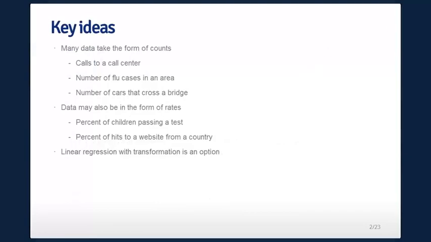Okay, so the key idea here is that many data take the form of counts, and that we can't necessarily model counts in the same way that we model other things with linear regression or binary regression, the two topics we've covered so far. Some examples of counts are calls to a call center, number of flu cases in an area, number of cars that cross a bridge, and so on.